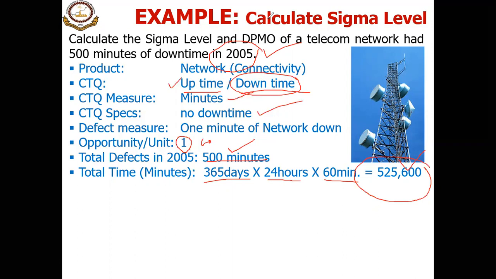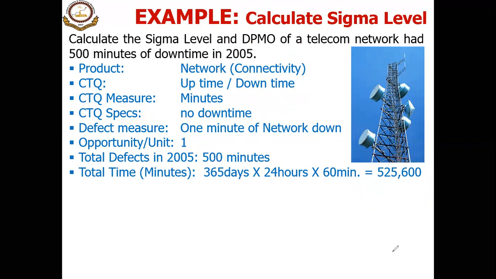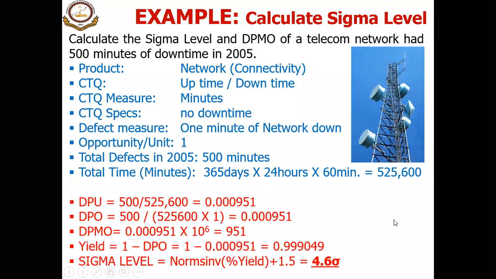500 minutes is the downtime. Now we want to calculate the sigma level. So what would be the sigma level? That is basically the defect per unit. We know the formula, that is total downtime 500 divided by total minutes available, which is mean, or you can say the total production time, which is 5,25,600.